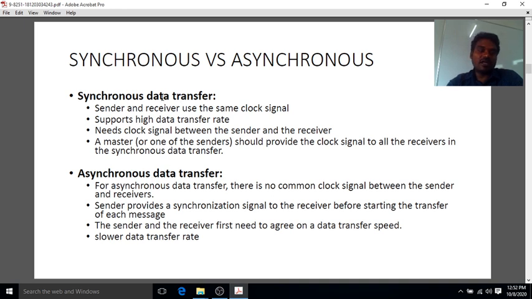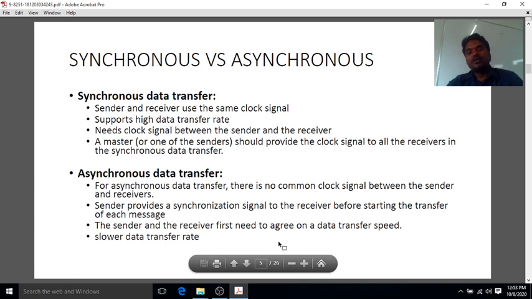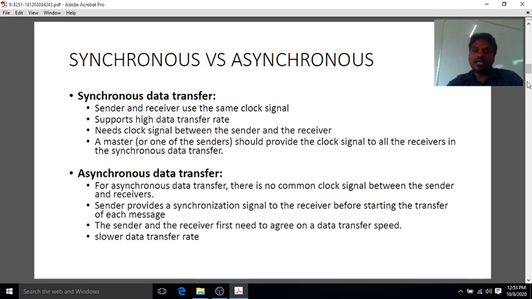If the receiver and the transmitter use the same clock with a higher data rate, then that is named synchronous data transfer. If the sender or transmitter and the receiver use different clock signals, that is named asynchronous data transfer. Whenever the USRT is serving synchronous data transfer, the speed of the data rate is higher. Whenever it is serving asynchronous data transfer, the speed is very low compared to synchronous data transfer.